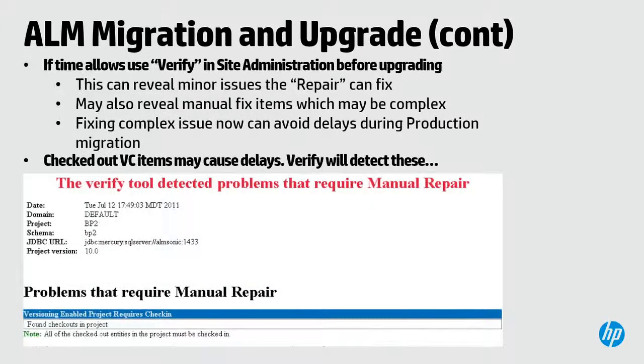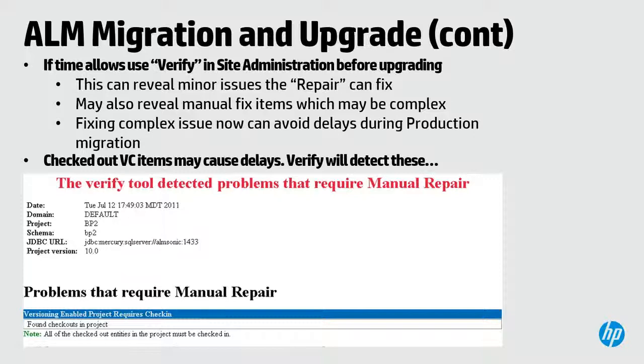Okay, now this really plays into your upgrade though to ALM 12.20. I suggest you verify projects before you actually get there. You can have manual items that you may have to address. This might be a role or permission. It might be a foreign index. Who knows what? It could be any number of things. Most of the time, it's items that the repair tool will fix.